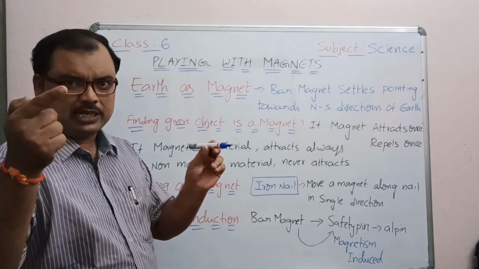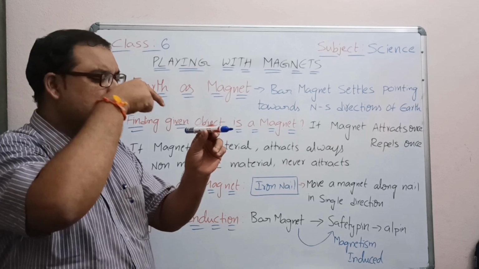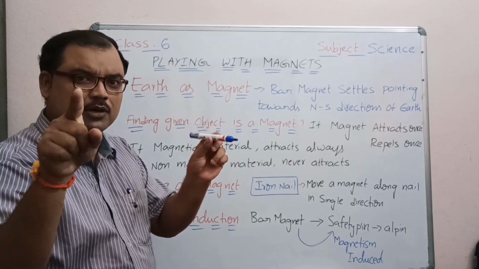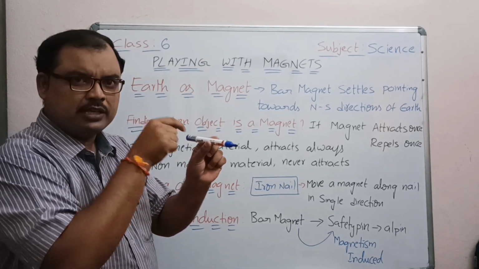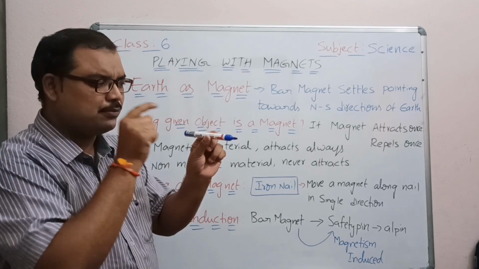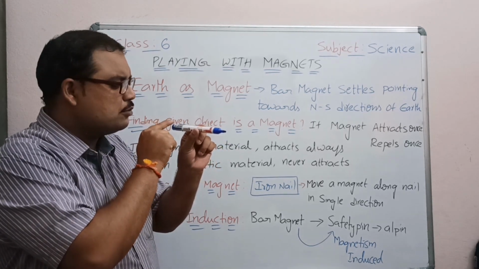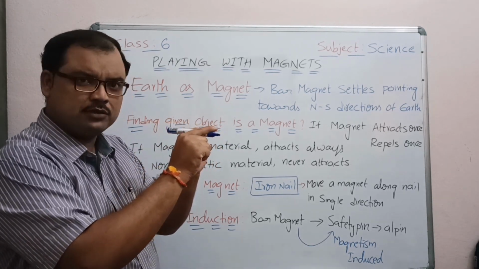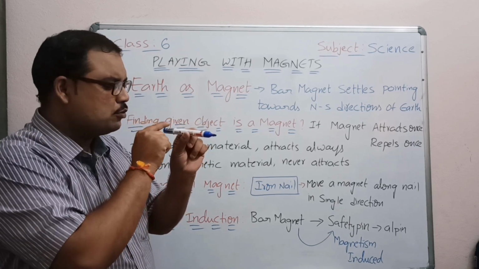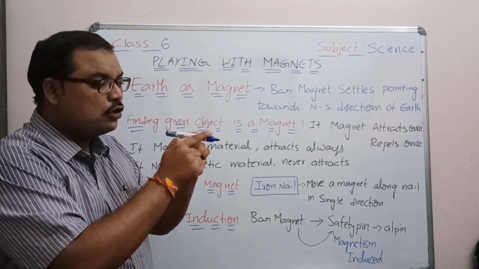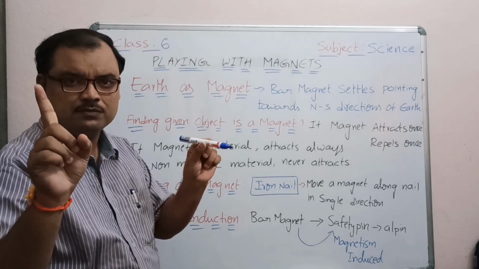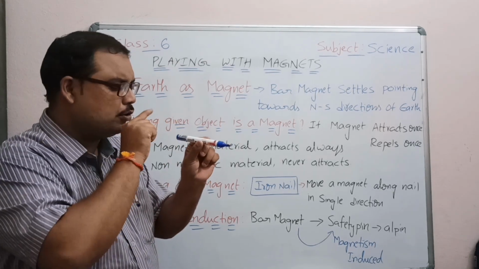Then bring a bar magnet. Just bring one pole towards it. Don't let the bar magnet touch the nail. It should be at a little distance from this iron nail. Just move along the length. Don't touch it. Then don't move in the reverse direction, not back and forth. Only one direction.